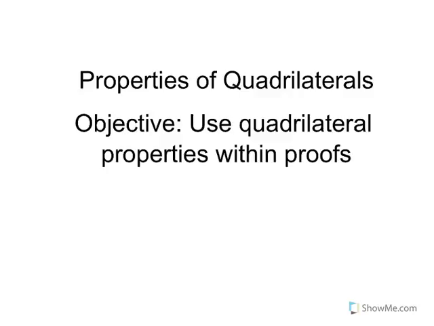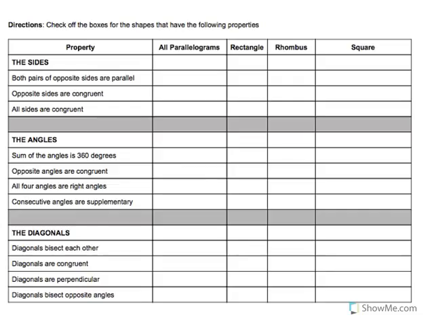So we will talk about how to use properties of quadrilaterals to prove that specific shapes are parallelograms, rectangles, rhombuses, or squares. So first, just going through the properties that you had in your notes, we want to make sure that we know which ones are true for which shape.